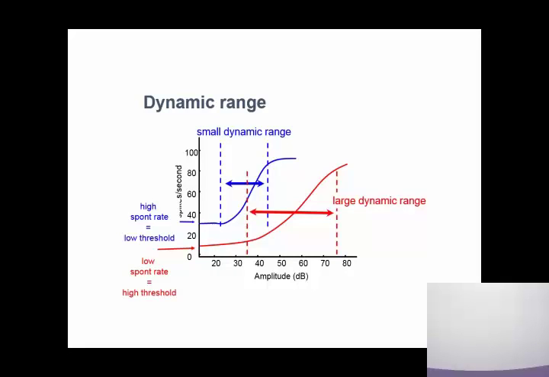And put 30,000 of these together with very different spontaneous rates and very different thresholds, we have solved the problem. It has been shown that this actually is a viable model, that we can cope with a dynamic range of 120 decibel by putting together lots of these neurons.